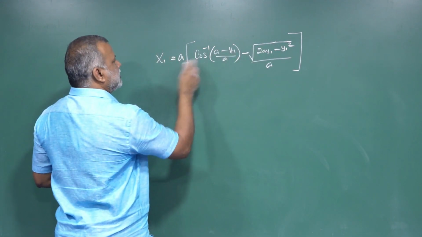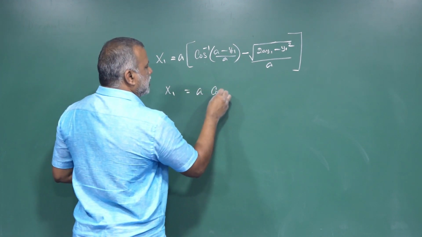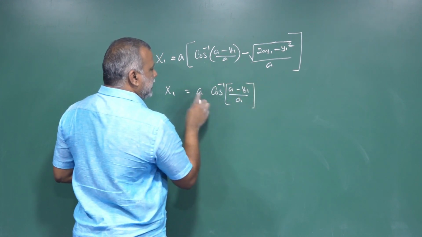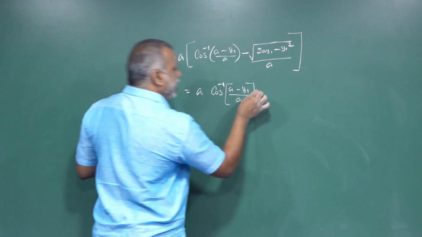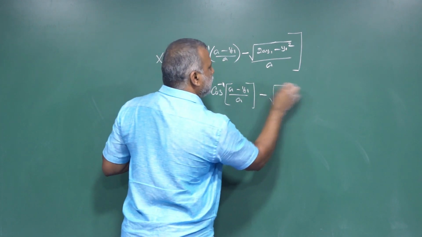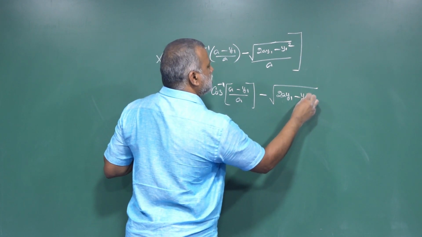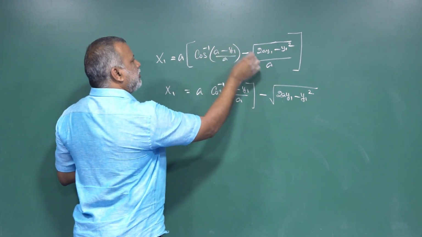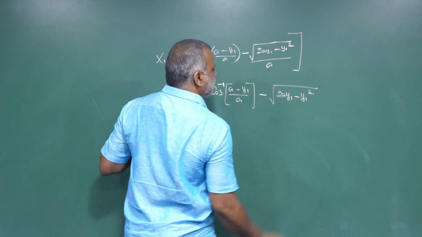So now listen, a is multiplied inside. We can get x1 equal to a times cos inverse of (a minus y1) divided by a. Don't cancel this numerator and denominator; it is inside, cos inverse is considered a single family. Then minus: if we multiply here, then this denominator a will be removed. Then the square root of 2a y1 minus y1 squared. We are multiplying this a here, and in the second place a will be removed.